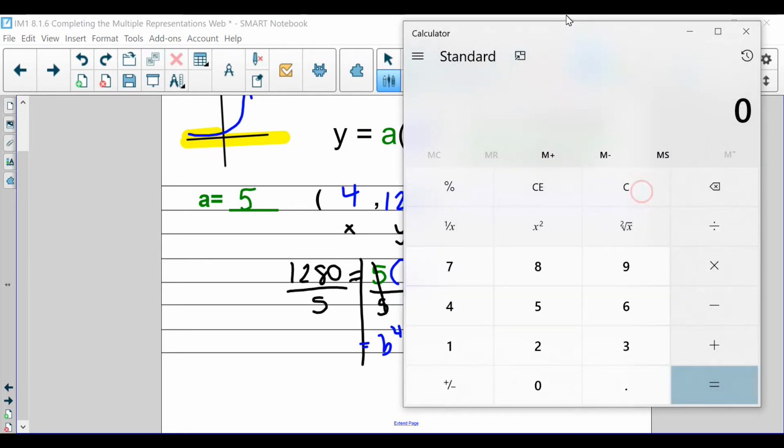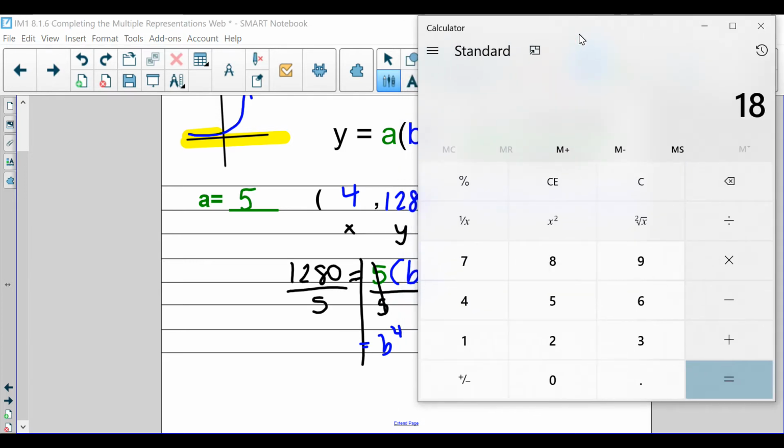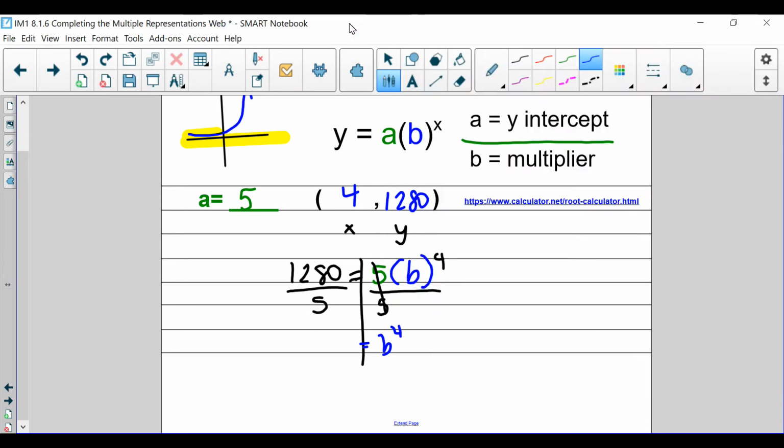I'm going to go ahead and pop that into my calculator. 1,280 divided by 5, and we've got 256. So we say our answer is 256. Now, we have b to the 4th is equal to 256. A common mistake is for some people to think, oh, you're going to divide by 4 and then there's your answer. However, that's incorrect because b to the 4th power is talking about some number times itself 4 times.